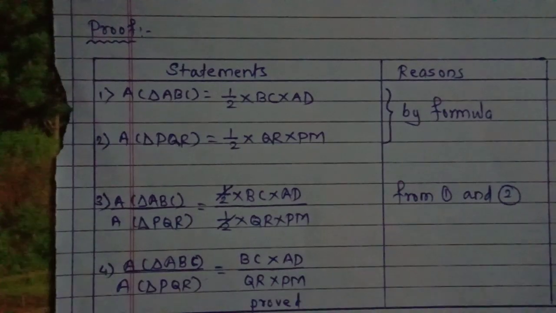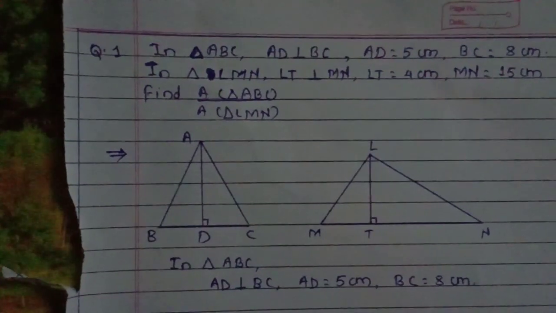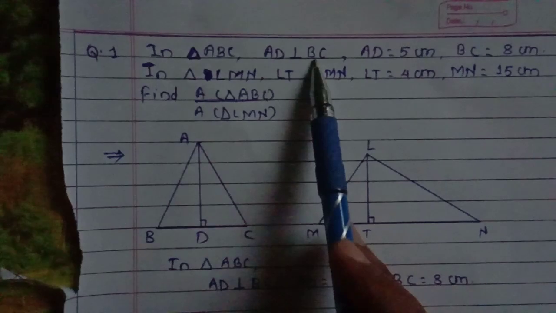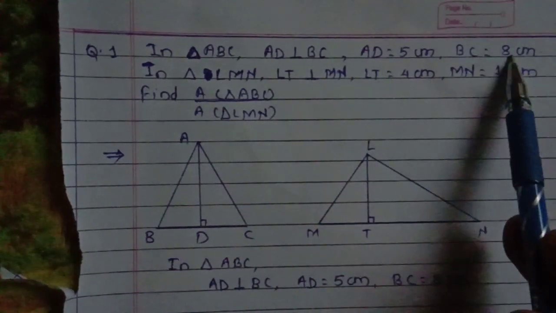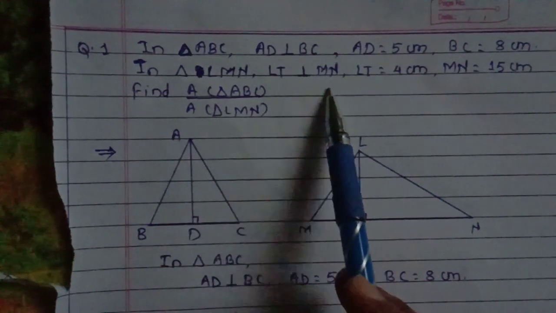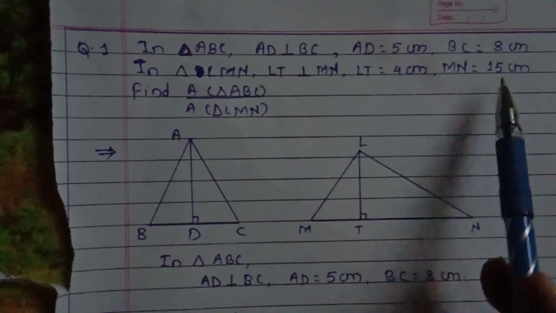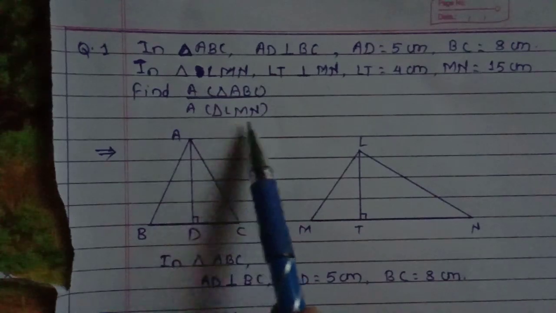Based on this property, here are some problems. In triangle ABC, AD is perpendicular to BC, AD is 5 centimeters and BC is 8 centimeters. In triangle LMN, LT perpendicular MN, LT is 4 centimeters, MN is 15 centimeters. Find area triangle ABC upon area triangle LMN.